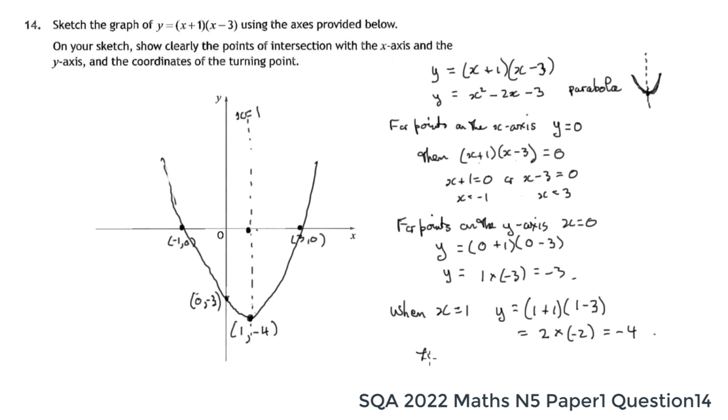So I better state that, turning point 1, -4. And we've annotated the graph clearly enough, -1, 0 and 3, 0. And 0, -3. All the intercepts have been labelled. So I think we've done enough to earn our marks for this question.